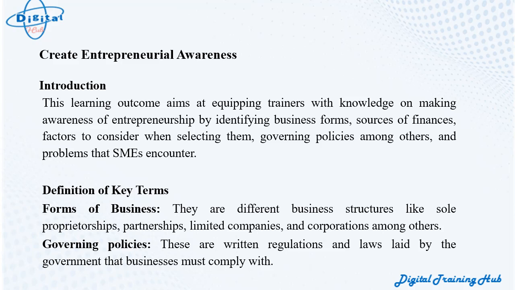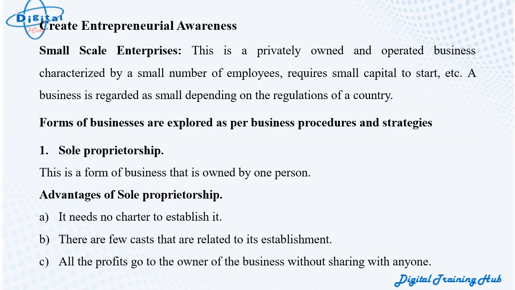Governing policies: these are written regulations and laws laid by the government that businesses must comply with. Small-scale enterprises: this is a privately owned and operated business characterized by a small number of employees, requires small capital to start, etc. A business is regarded as small depending on the regulations of a country. Forms of businesses are explored as per business procedures and strategies.